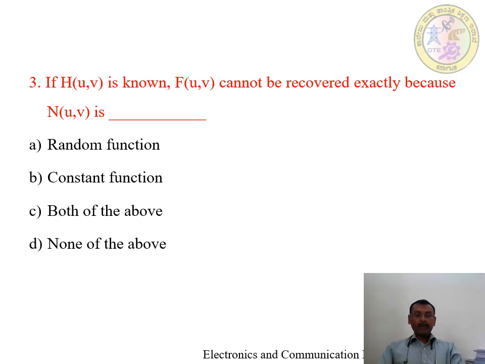Question number 3. If h of u comma v is known, f of u comma v cannot be recovered exactly because n of u comma v is dash. Option A, random function. Option B, constant function. Option C, both of the above. Option D, none of the above. The right answer is option A because it is a random function.